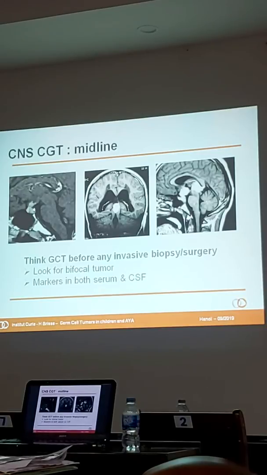So secreting tumors need a more intensive treatment, and germinomas with very slight elevation of beta HCG can be cured with a less intensive treatment. Daniel will come back on that later.